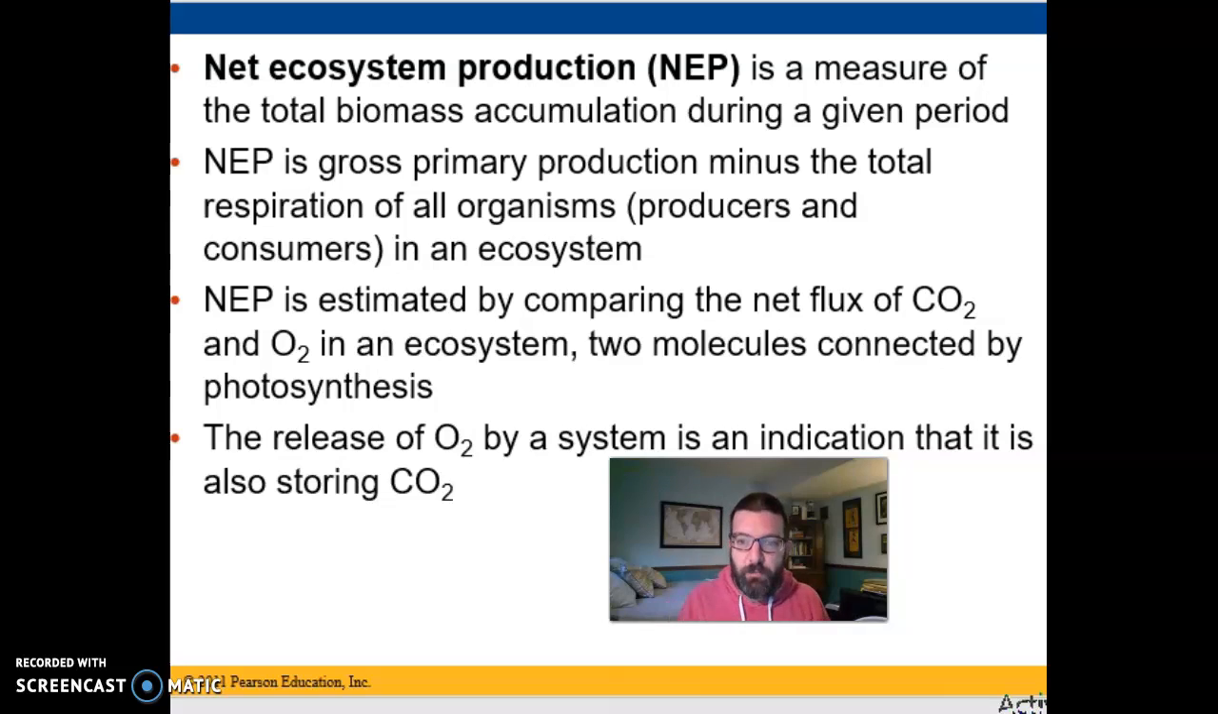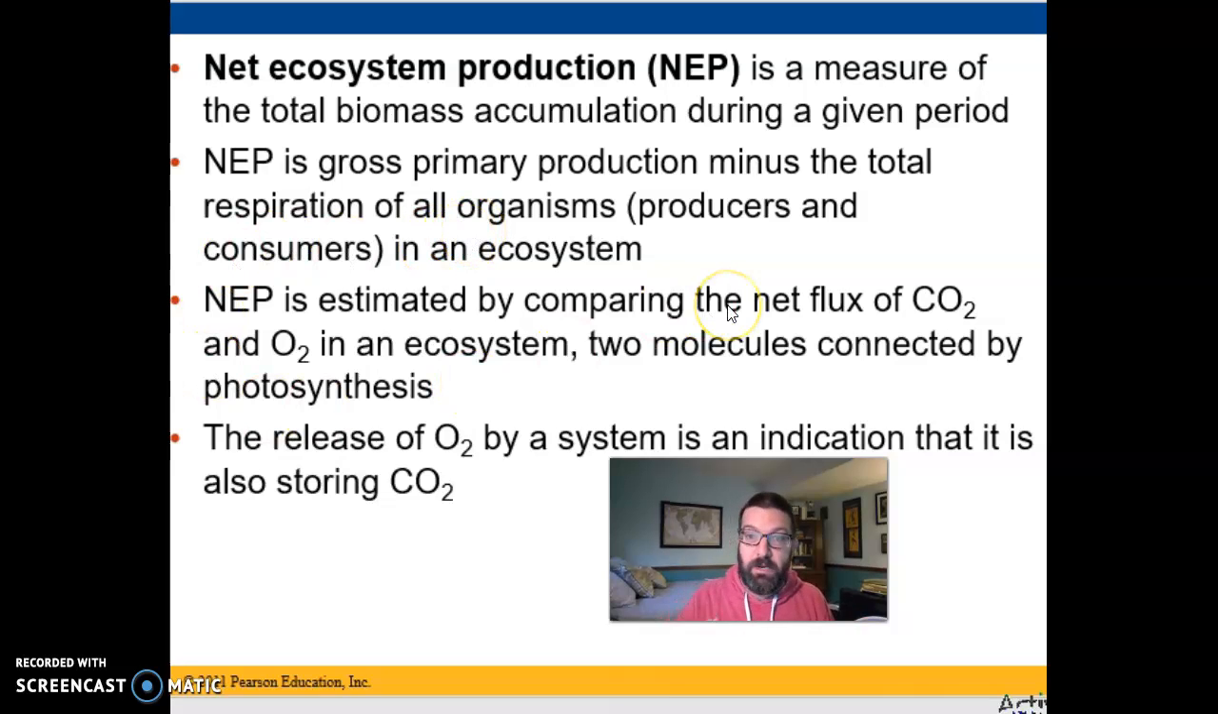While net primary productivity is essentially just the biomass of the producers, net ecosystem production is a measure of the total biomass accumulated during a given period of everything, including consumers. So it's essentially gross primary production, all that energy that the producers are capturing, minus the cellular respiration of not just producers, but also consumers, of all organisms in an ecosystem.